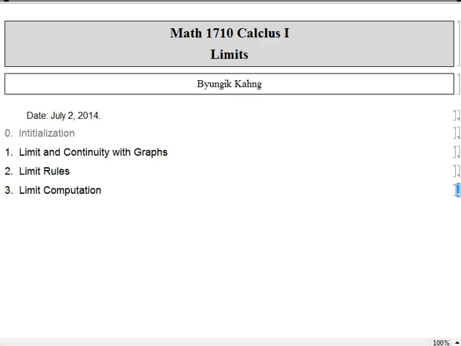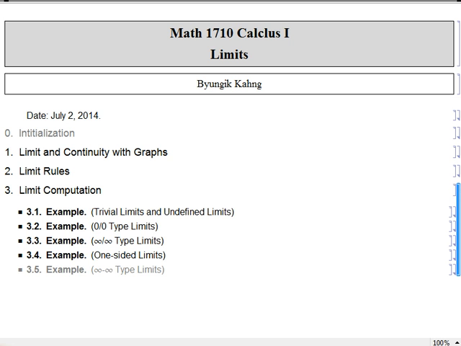Finally, let's move on to limit computation. I classify this topic in the following fashion. First, we are going to talk about trivial limits. That's not that important, but it's going to be a necessary step toward other, more important types of limits.